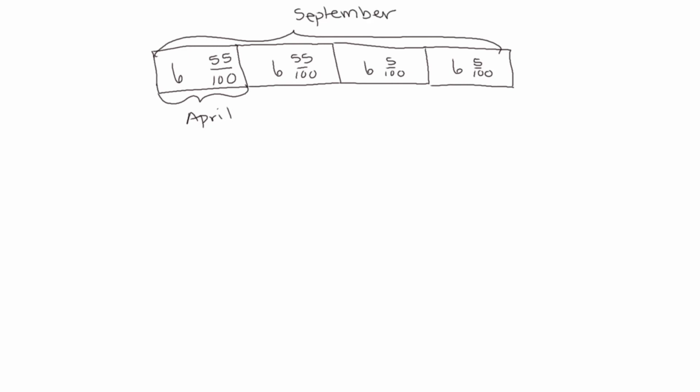So now we could show that as a number sentence in that 6 55/100 is what she ran in April, and in September she ran 4 times that. So now we can use the distributive property to distribute 4 over the 2 parts of the mixed number. So we would have 4 times 6 plus 4 times 55/100.